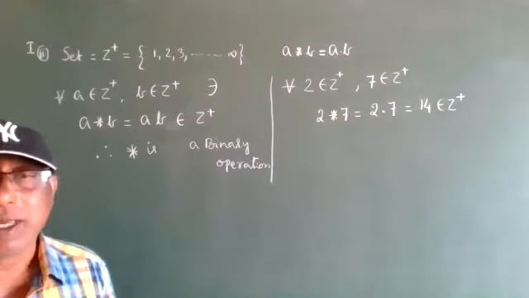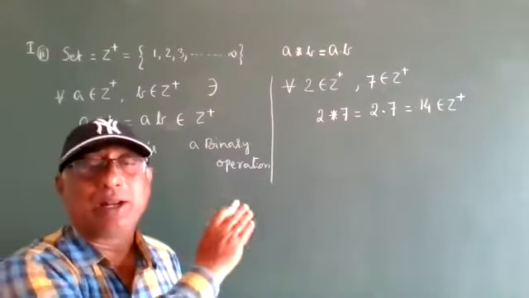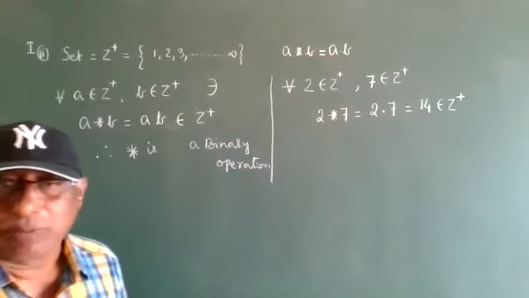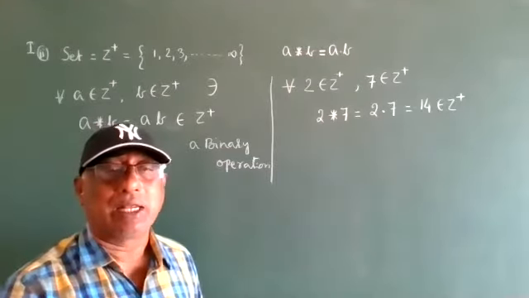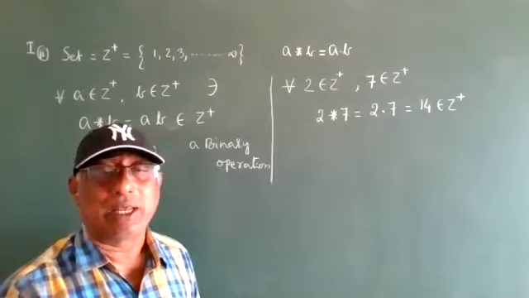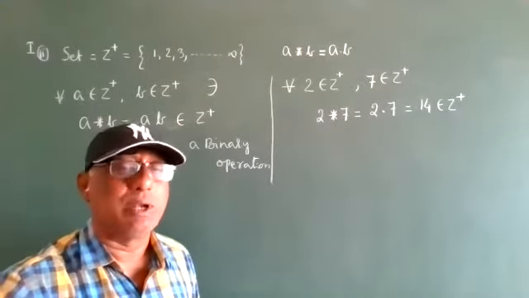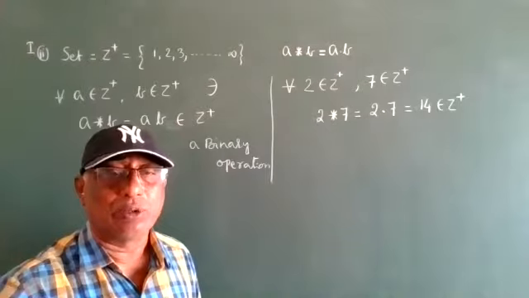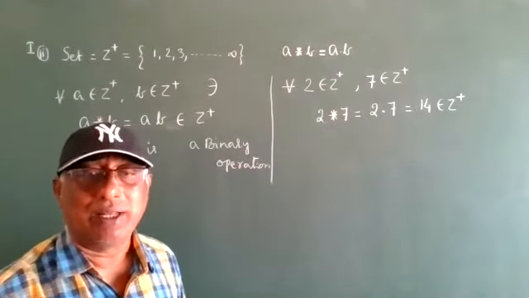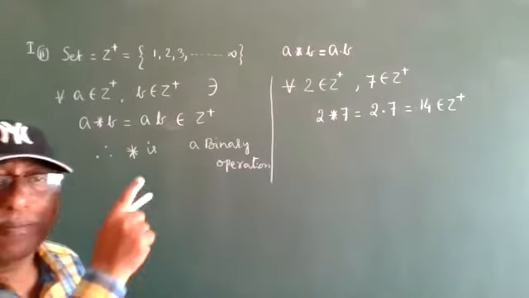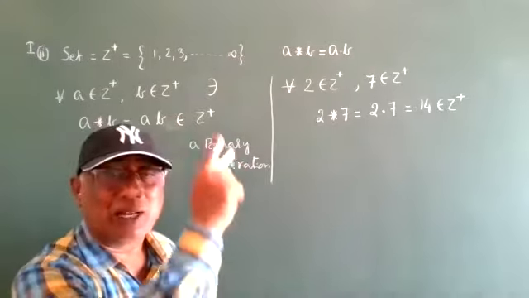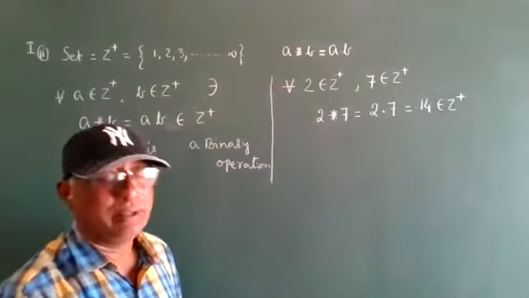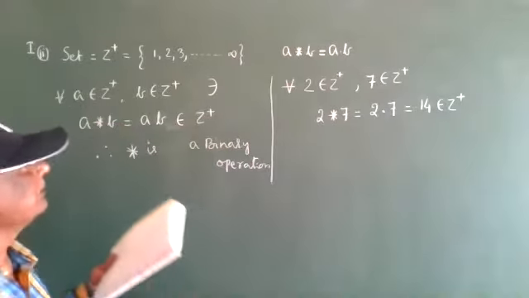That's enough. The example is there, and it is written in terms of words also. Any value you take from Z plus, multiplication always belongs to Z plus only. So here the operation star symbol is multiplication: first element into second element. Right. Go through the third bit.